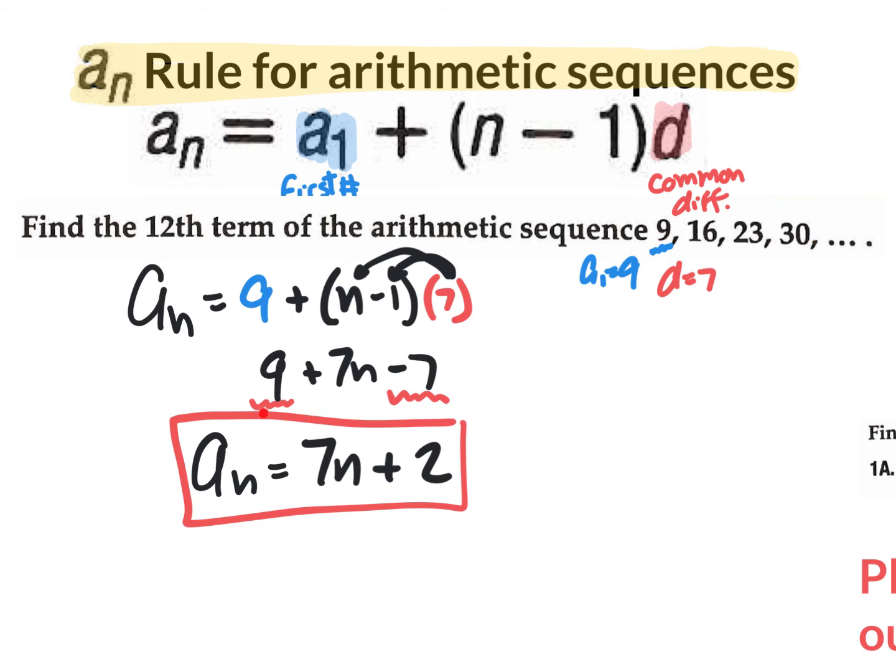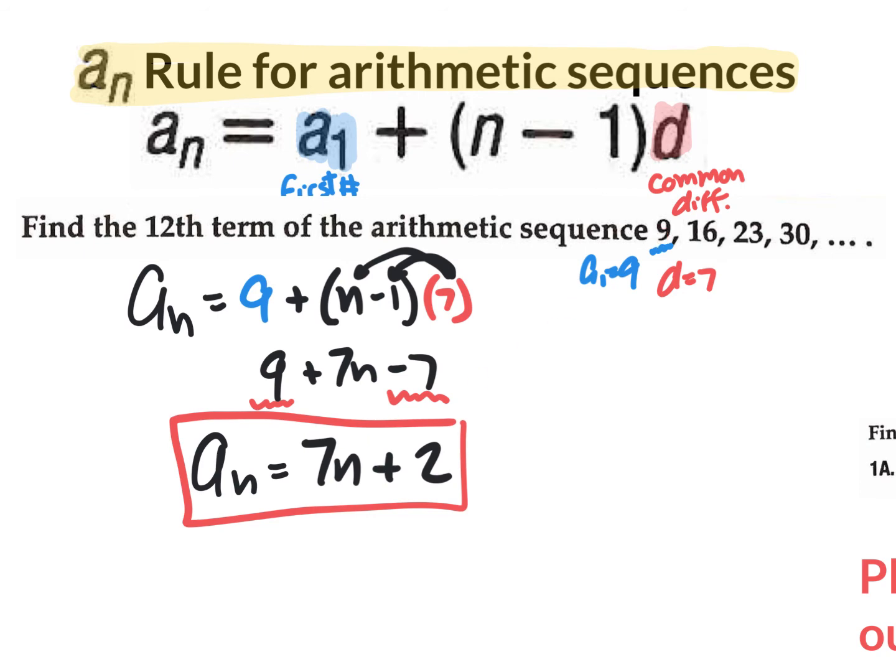Now let's say you did this and you're like, did I get this right? Yeah, you could ask me, but you know what else you could do? You could actually plug in the number 1 and see if it gives you that first number. If I plug in a 1 right there, 7 times 1 is 7 plus 2, is it 9? Yes, it is. I'm pretty confident that I did this right.